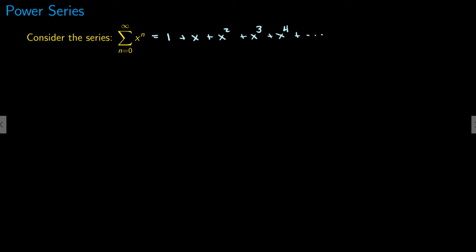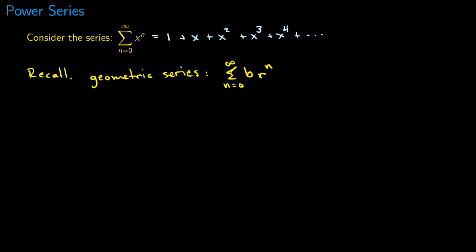But we've seen series that look like this before, and we called them geometric series. So recall geometric series, which were just series of the form sum from n equals 0 to infinity of b times r to the n. So this is what our geometric series look like.